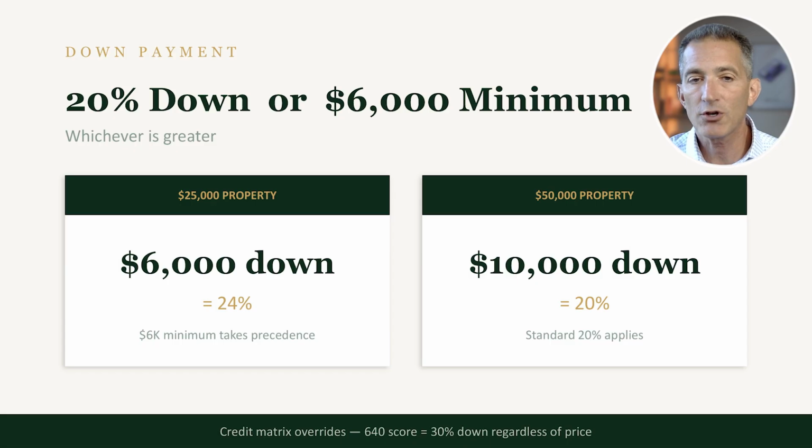Of course, if the credit requires a higher down payment based on the matrix we covered in Module 4, that takes precedence. A buyer with a 640 credit score needs 30% down, regardless of the property price. Banks never approve vacant land loans with under 20% down. You shouldn't either. This is about recapturing as much of your investment at closing as possible and ensuring the buyer has substantial skin in the game.